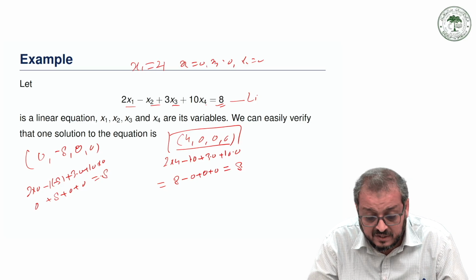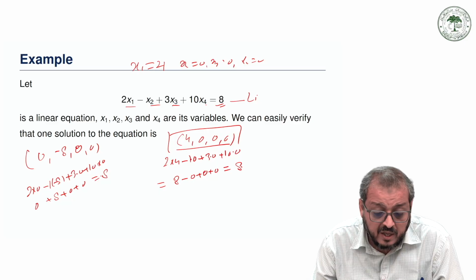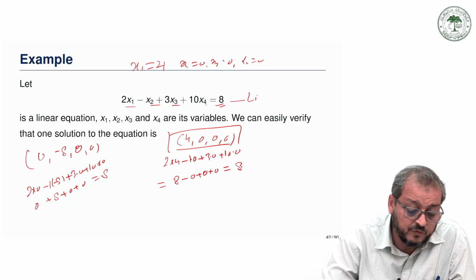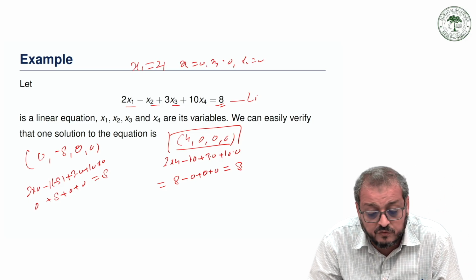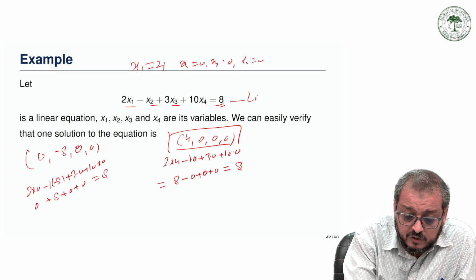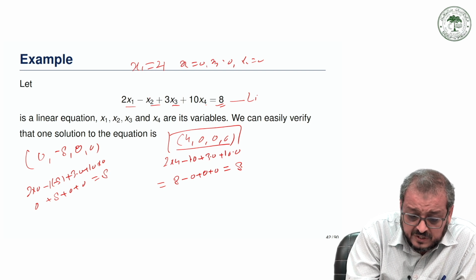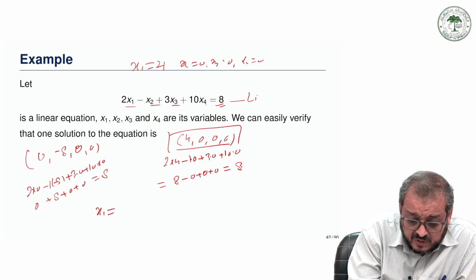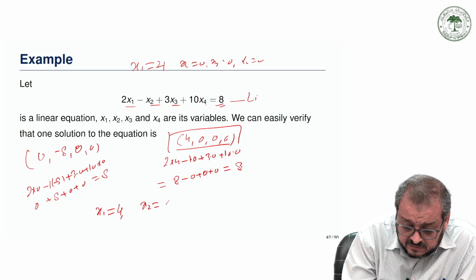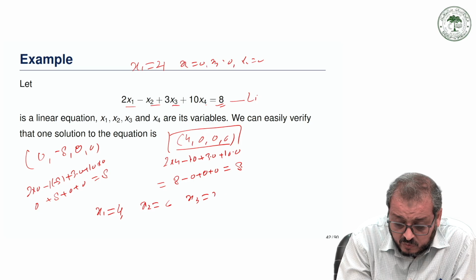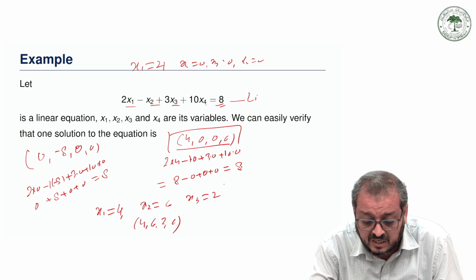Similarly, we can also find other solutions which satisfy the equation. We can choose other values, where we take x1 is equal to 4, and then x2 is equal to 6, x3 we take is equal to 2. Then we can say that 4, 6, 2 and 0 is also one of the solutions.